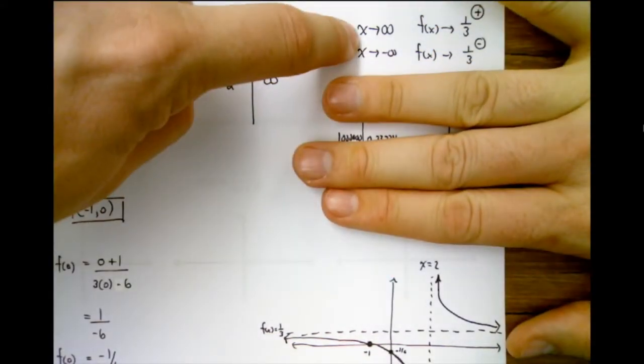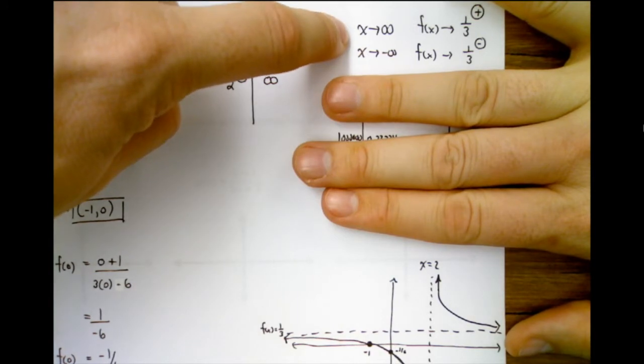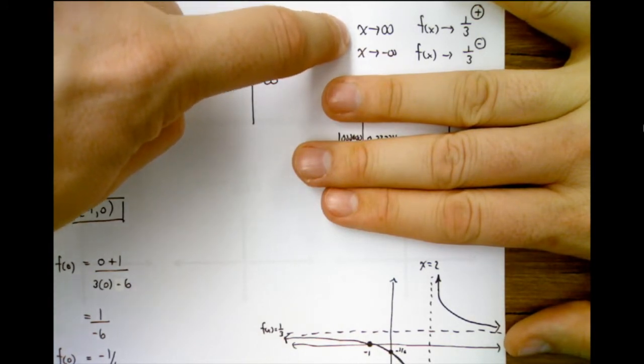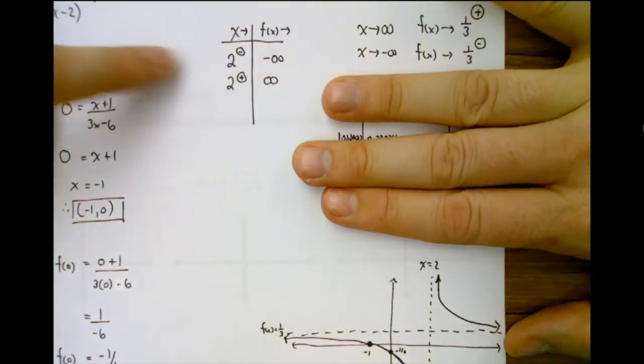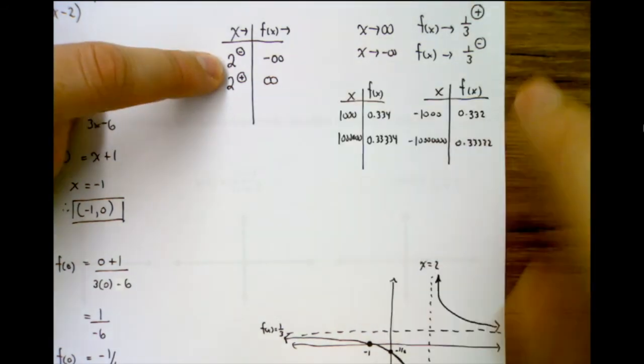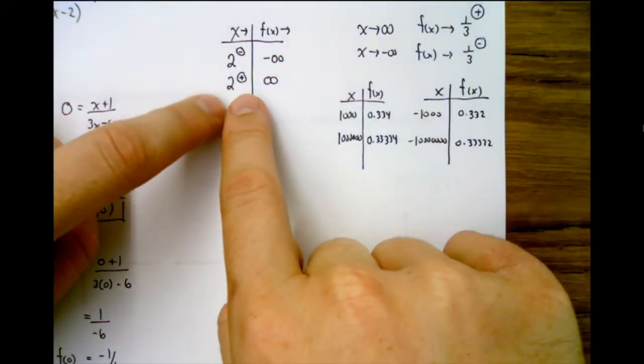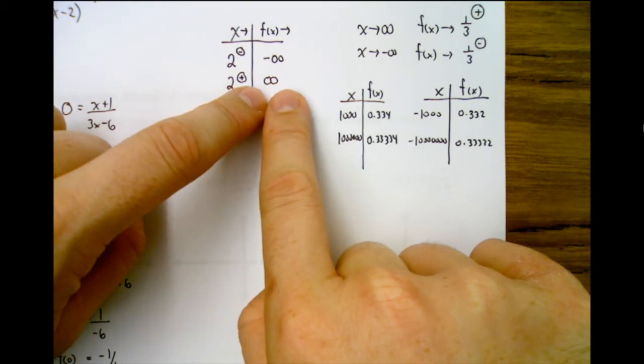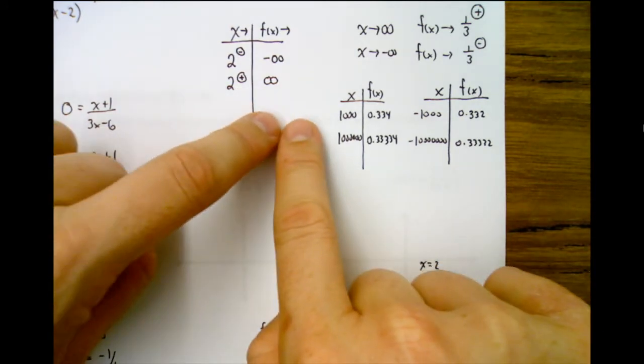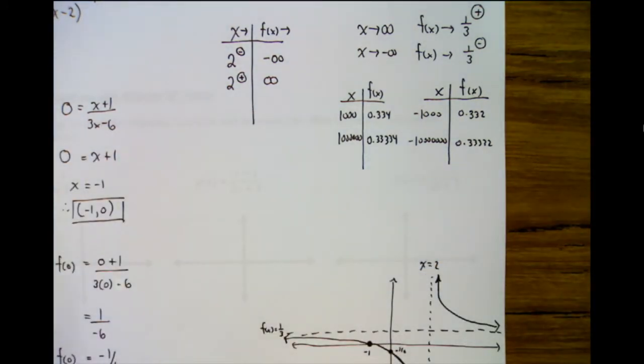Do you have to plug in the summary? Yes. By plug in, do write down. You have to write down this summary? Yes, you do. Just like you have to write down this summary. In fact, you could merge the two tables and say as x approaches infinity, f of x approaches a third from above, negative infinity, a third from below. And that would be an acceptable way to conclude.